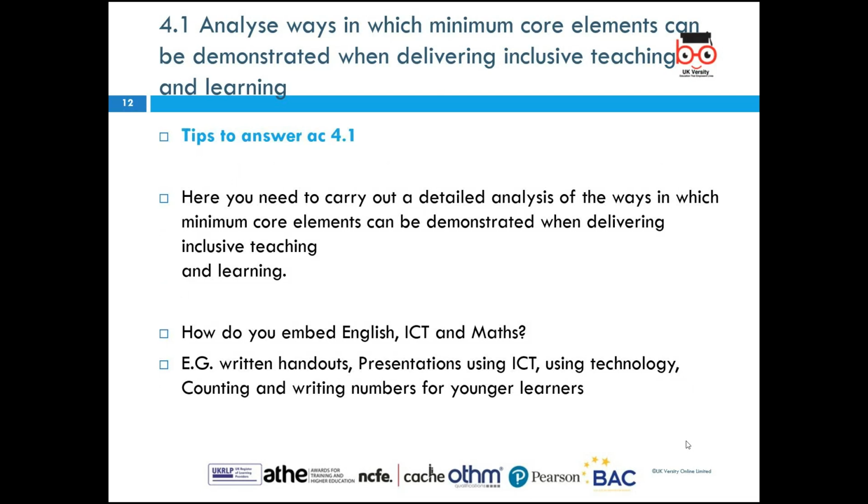So how I would like you to answer this is carry out a detailed analysis of the ways in which the core elements can be demonstrated. So first, talk about what the minimum core elements are. So English language, so speaking, language, maths and ICT. And then talk about how they can be demonstrated when you're delivering inclusive teaching and learning. So how do you put in English, maths and ICT in your classroom environment?